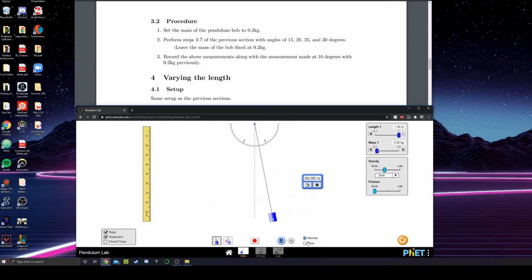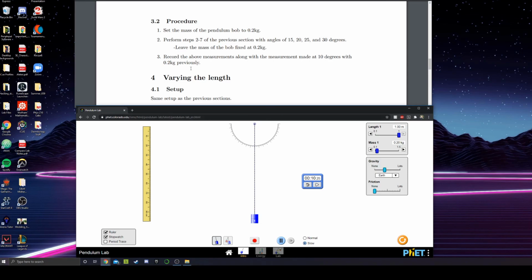Perfect. All right, so first period, about 2 seconds. Second period, about 4 seconds, maybe 4.1. Third period, around 6.1 seconds. Fourth period, around 8.2 seconds. And fifth period, around 10.2 seconds.